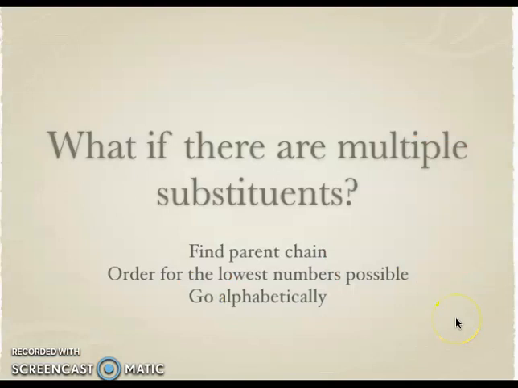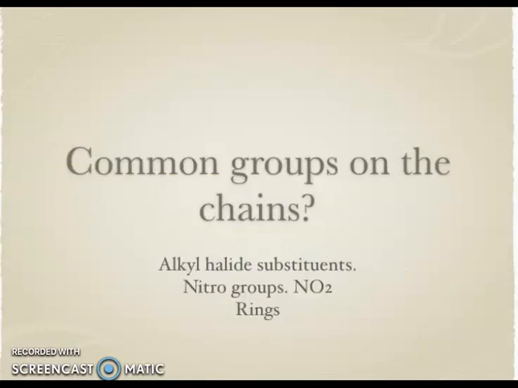Okay, so the question that's going to get asked next is, what do you do if you have more than one branch or substituent? It's actually not too difficult. You're going to do the same thing. You find your parent chain, and then you want to get your substituents to have the lowest numbers possible. So you just want to get there as fast as possible, and then you need to make sure you're going alphabetically. I'll give you a little more talk before we do some examples.